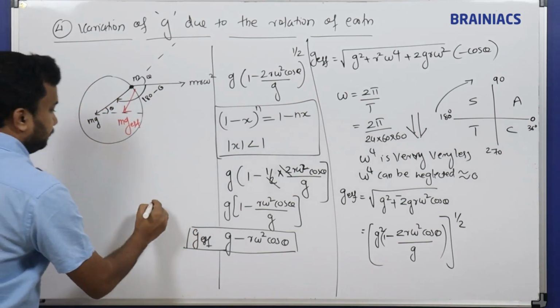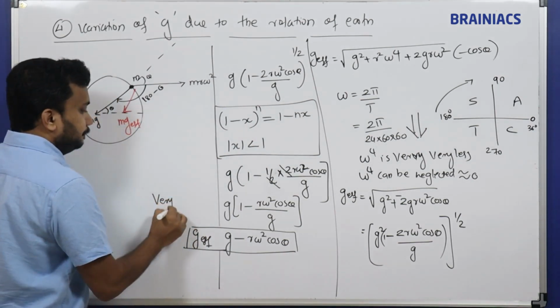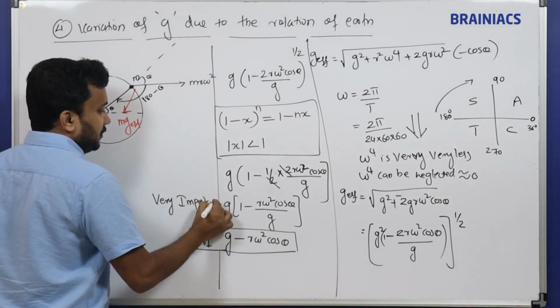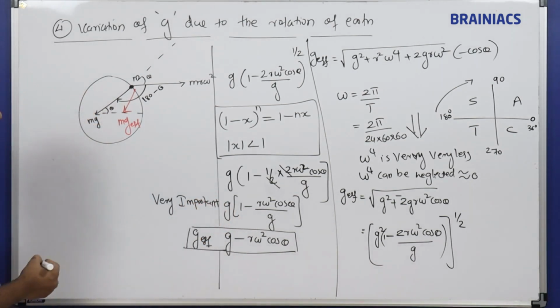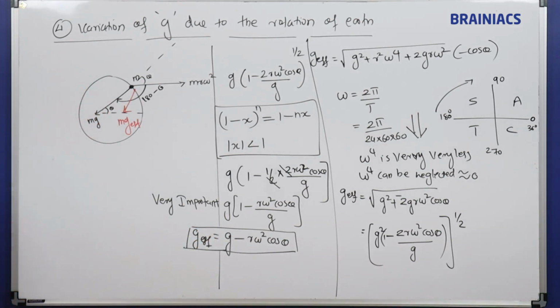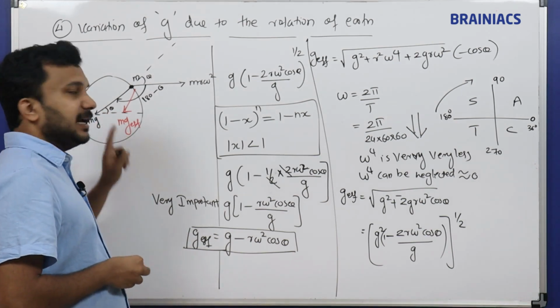Very important. Very important for your entrance examinations. Quite important. G effective is equal to g minus r omega square cos theta. Okay. Theta is this angle.